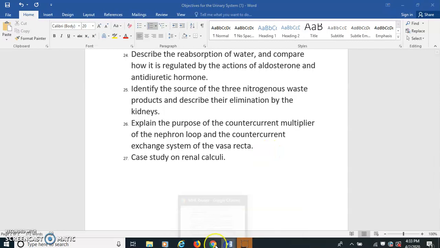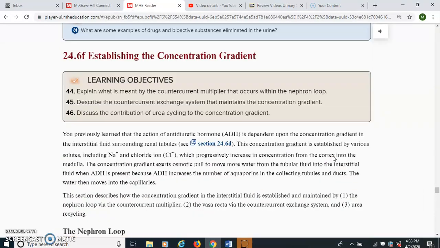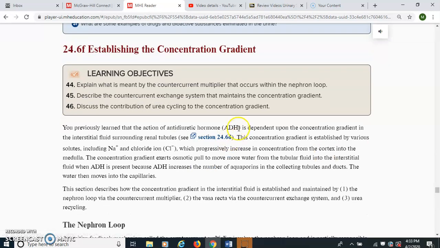But I do think it's important to know the purpose of those two processes that are going on within the kidneys: the countercurrent multipliers going on within the nephron, and the countercurrent exchange systems going on in the vasa recta. So that's those peritubular capillaries. And it's mainly the juxtamedullary nephrons, the ones we talked about in an earlier objective, that have this countercurrent multiplier.